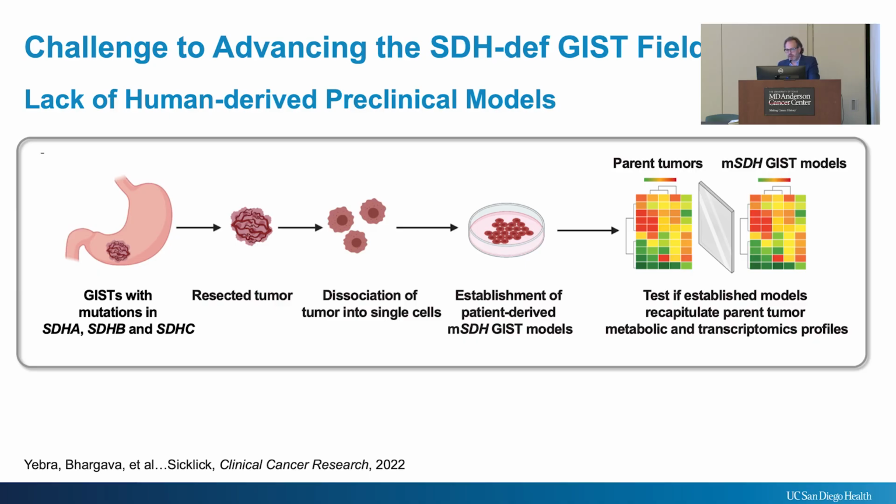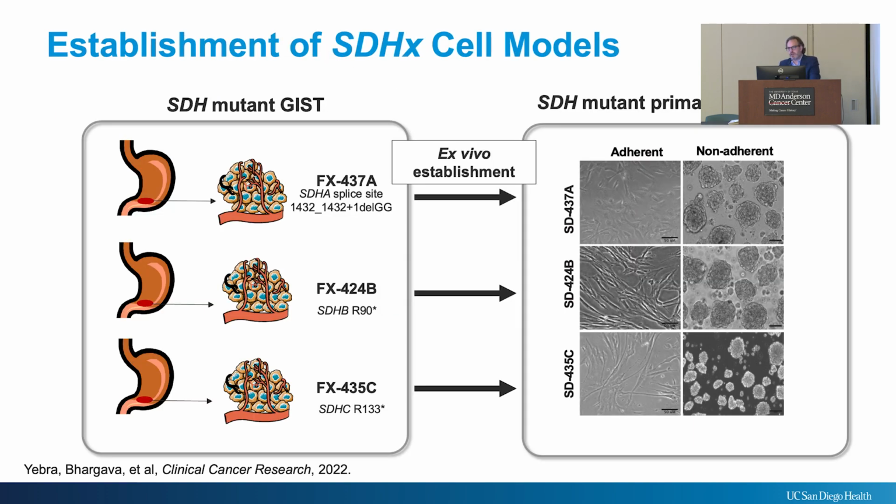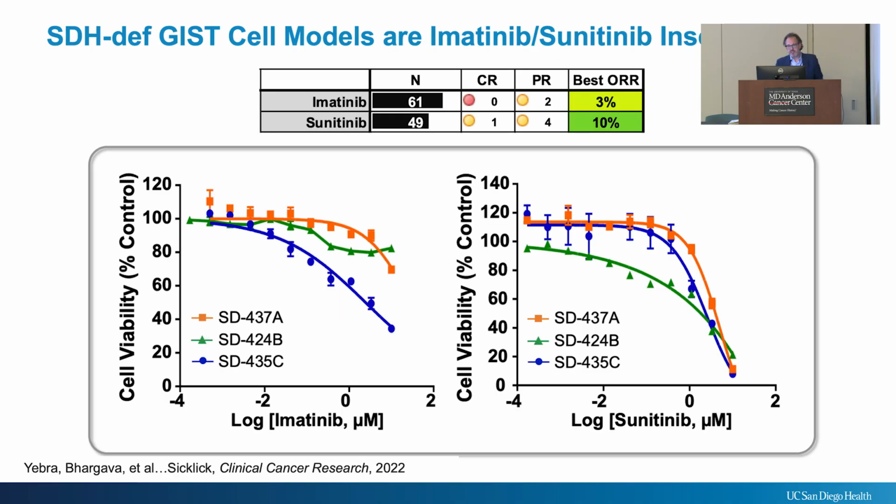And so with this new armamentarium of patient-derived models that we could start studying, we basically realized, number one, that these tumor cells could recapitulate the biology of the tumors, both metabolically as well as at the RNA expression level. We were able to start growing these cells from SDHA, SDHB, and SDHC patients. We could grow them in 2 dimensions, we could grow them in 3 dimensions, and then we could start treating them with drugs. And this is just a reminder up here at the top, the response rates for imatinib and sunitinib in these SDH patients.